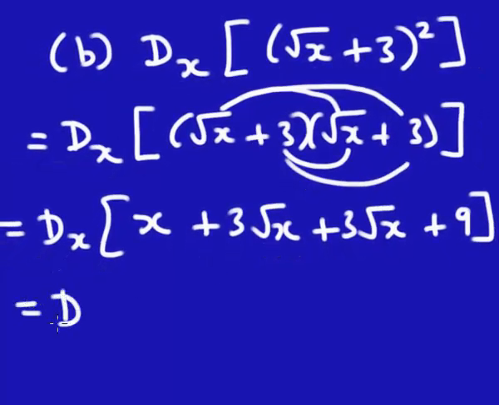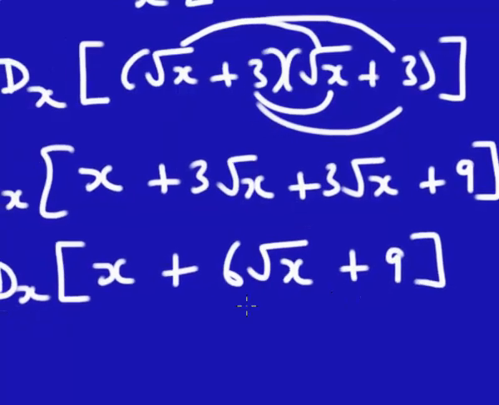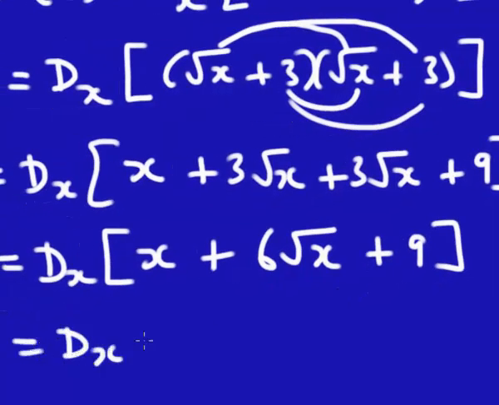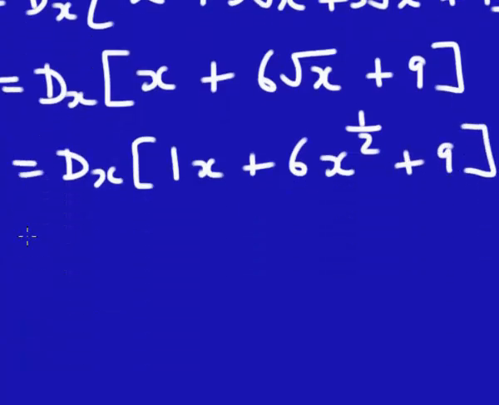Okay, notice how I keep the dx. I haven't differentiated yet. So that's x. 3 sheep plus 3 sheep is 6 sheep plus the 9. Okay, now we've got rid of the brackets. Now all we have to do, that's a 1x, we have to get rid of the root. That's x to the half, as we did before. Okay, no problem.